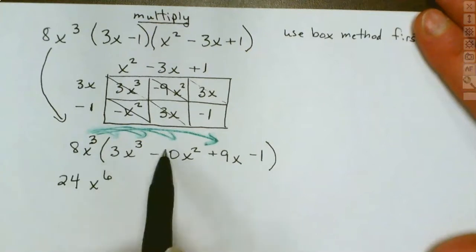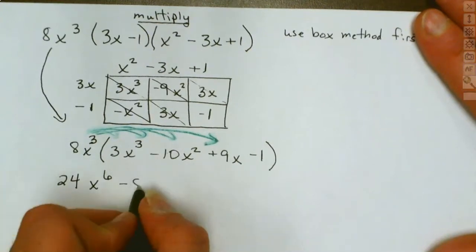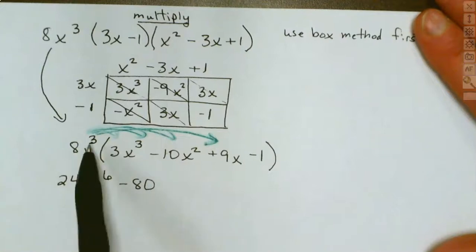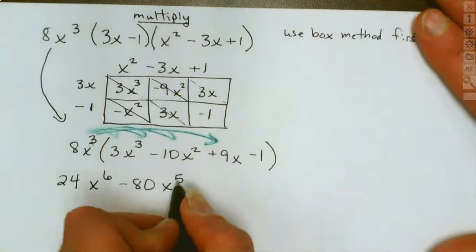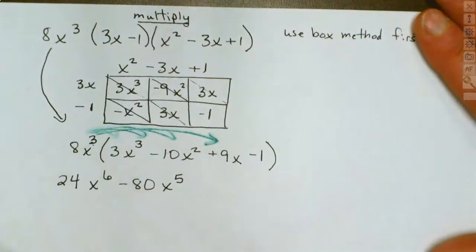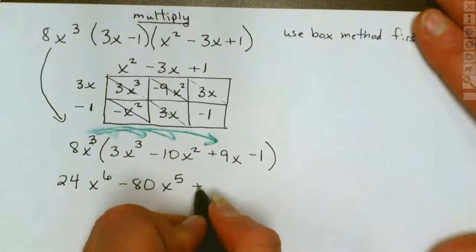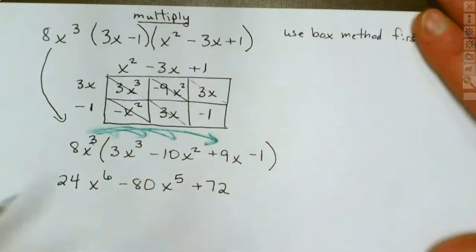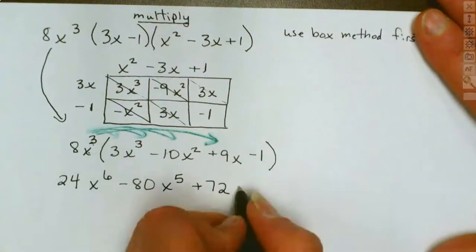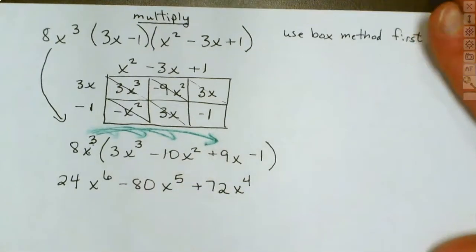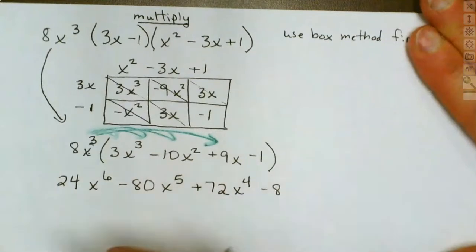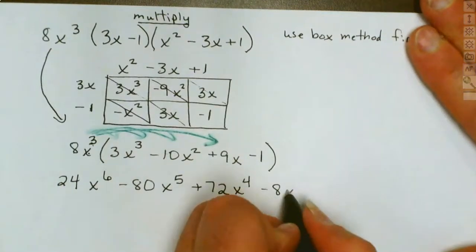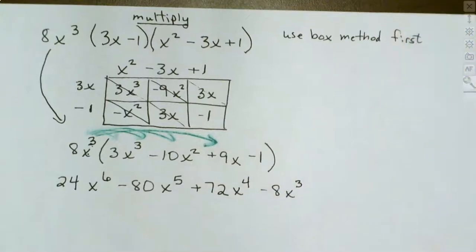8 times a negative 10, well, that's a negative 80. 3 and 2 more makes it x to the 5th. 8 times 9, well, 8 times 9 is a 72. 3 and 1 more makes it x to the 4th. 8 times a negative 1, well, that's a minus 8. No other x's, so that's a minus 8x cubed there.